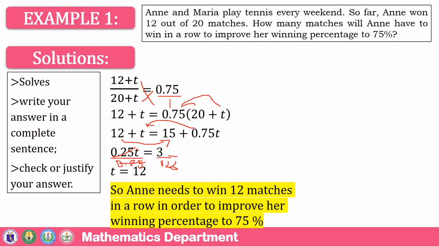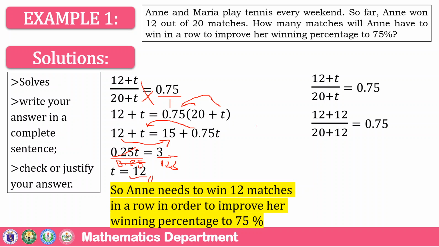So, let us check kung tama yung ating sagot. So, yung ating nakuha na form na rational equation, substitute natin dito yung nakuha natin na value ni t, which is 12. So we have 12 plus 12 over 20 plus 12 is equal to 0.75. So, yun, so meron na tayong 12 over 32.